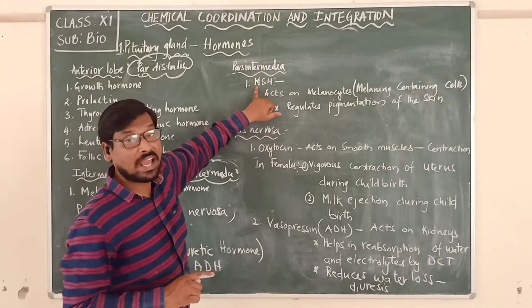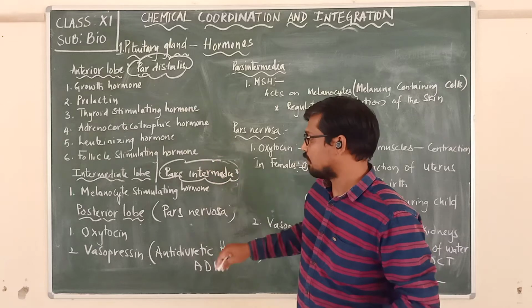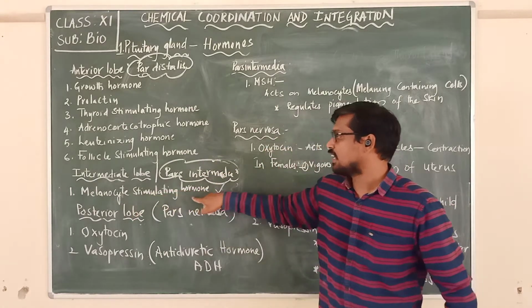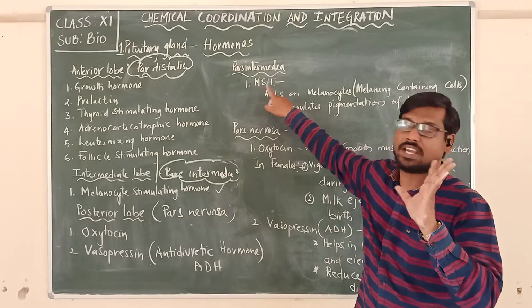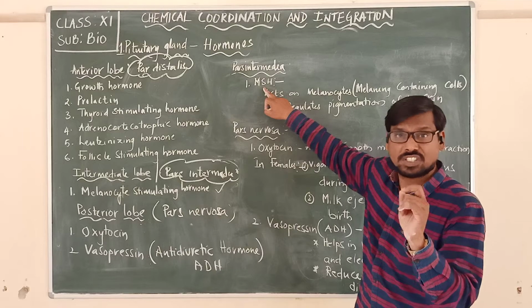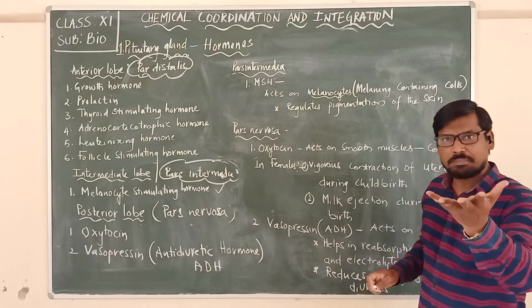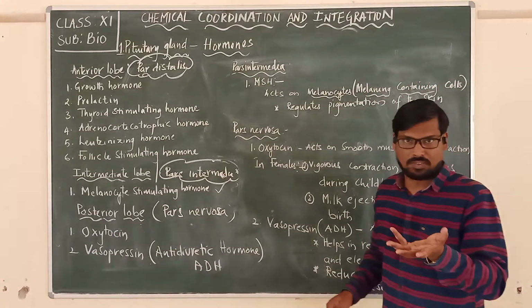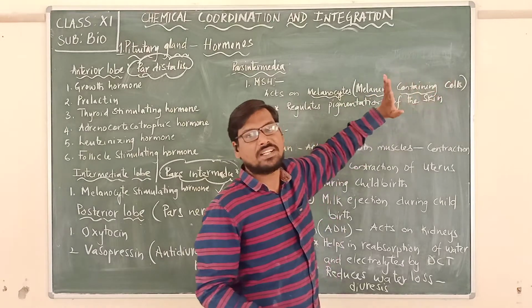That is called melanocyte stimulating hormone. So here is that hormone. It's called what? Melanocyte stimulating hormone. In short, we are writing it as MSH. So this melanocyte stimulating hormone acts on the melanocytes. What are melanocytes? These are melanin containing cells. Melanin is a pigment.